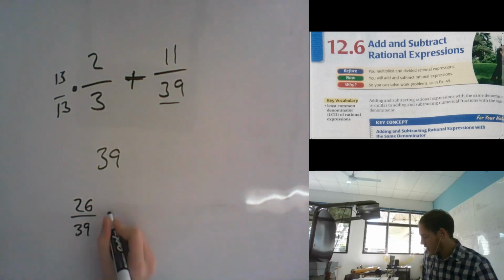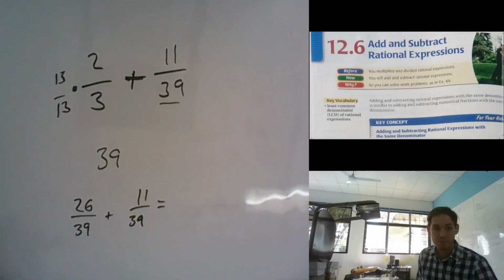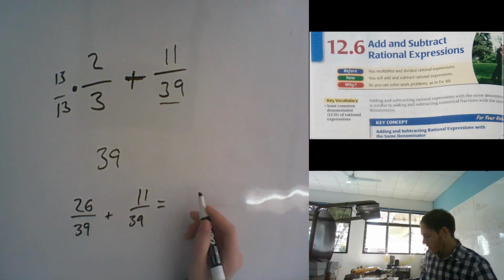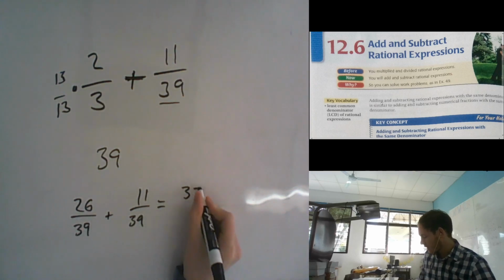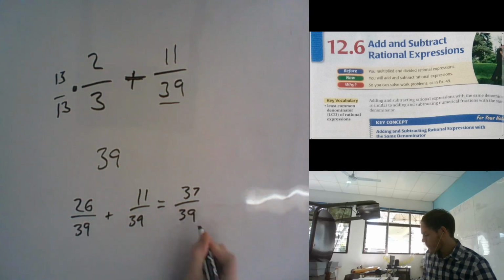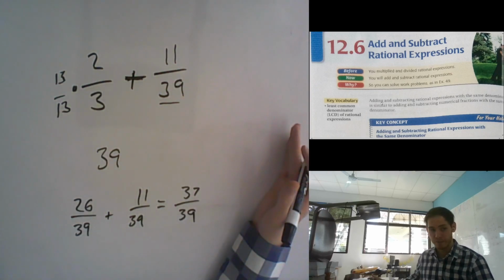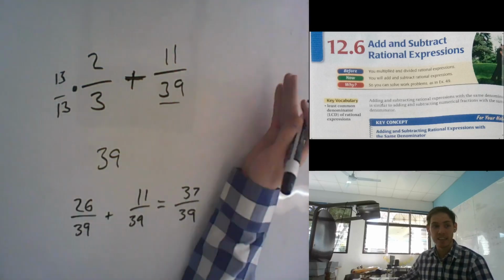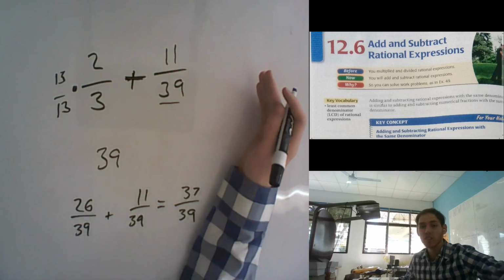Now, this is standard practice with fractions. And then we just add, if the denominators are the same, we add the top. So we get 37. Okay? Now this principle is going to be what we're covering today. This idea, but with rational expressions.